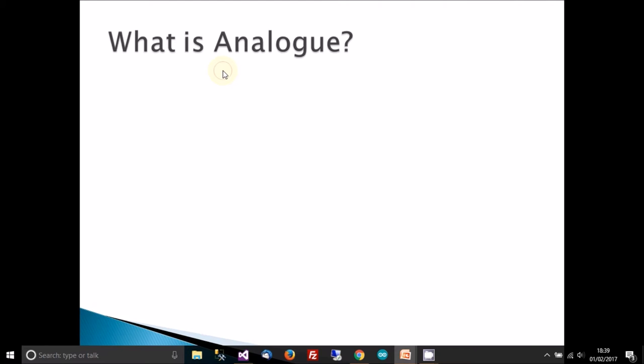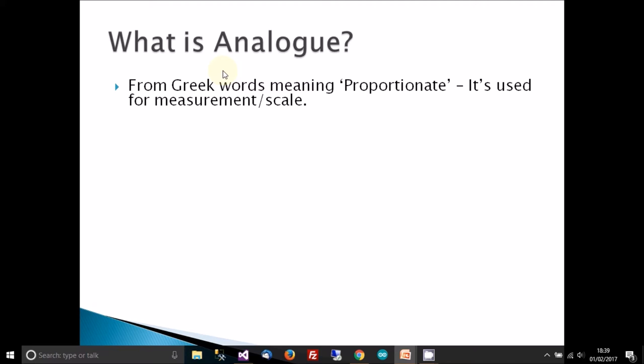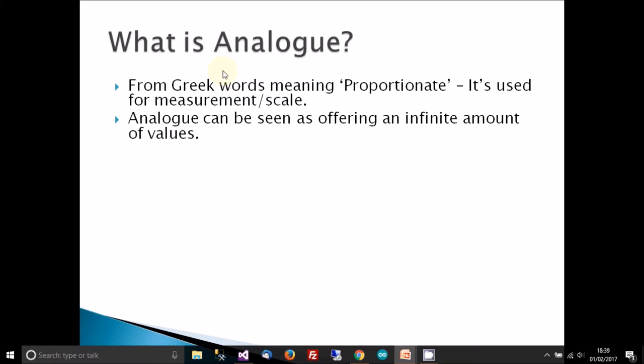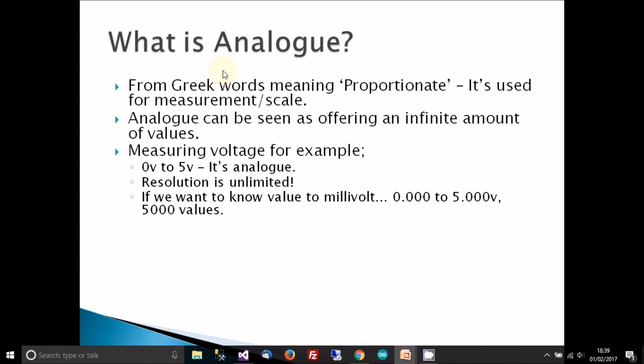So to start with, what is analogue? Well, analogue is from a few Greek words which mean proportionate. It's a concept which revolves around a measurement scale sort of thing. Analogue can be seen as offering an infinite amount of values. So for example, if we were to measure from 0 to 5 volts, it's analogue. What sort of resolution do we want? Do we want to measure millivolts, microvolts? Do we want just to measure volts, like 0, 1, 2, 3, 4, 5 volts? Well, with analogue, it's unlimited. You could go into as much depth as you want, the same as other things like heights, widths, etc. What precision do you want? It's analogue. Values are unlimited.